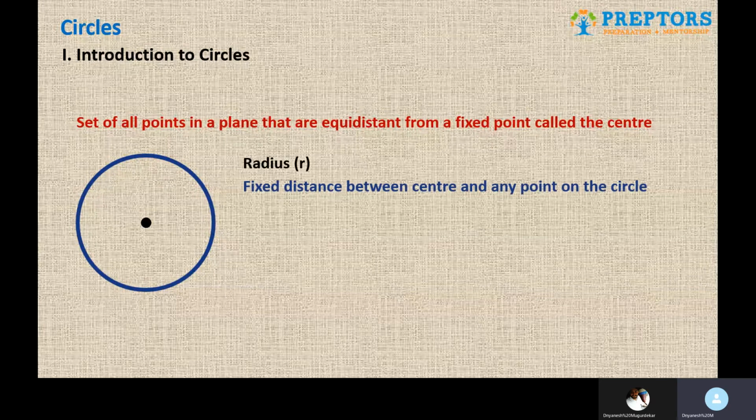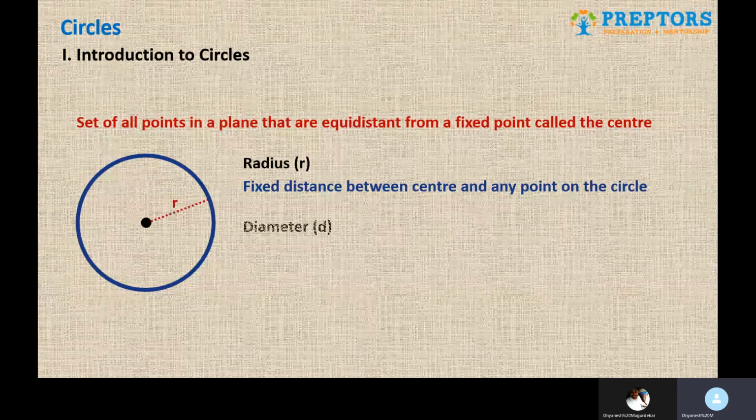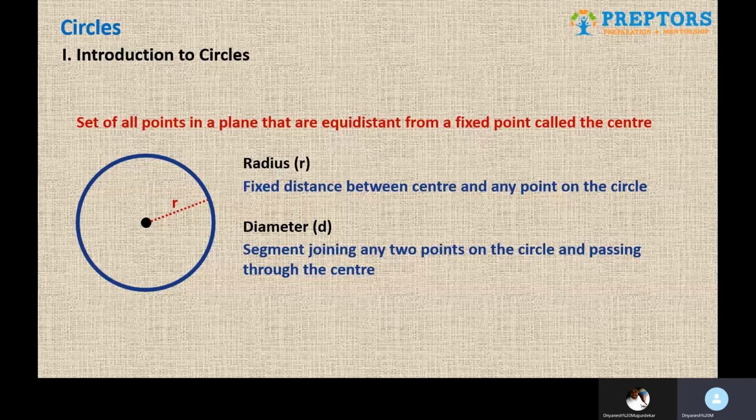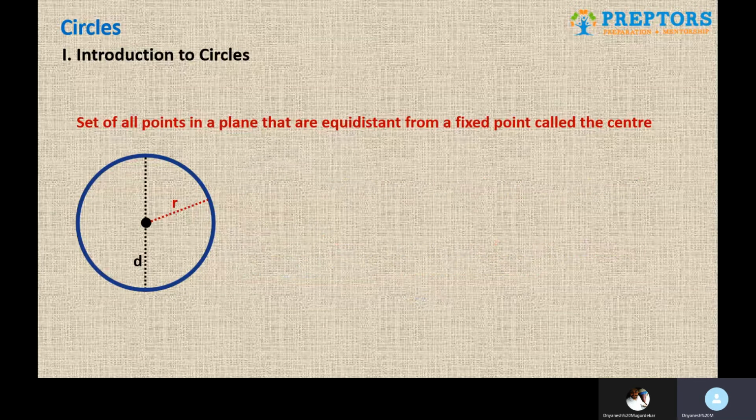Radius is distance between the center and any point on the circle. It is a fixed distance. It is a constant distance basically. Then the next part is diameter. Diameter is distance between the 2 points on the circle passing through the center. That is called as diameter. The next one is basically the relationship, which is diameter is twice the radius. D is 2r. Everybody knows that from the school days.